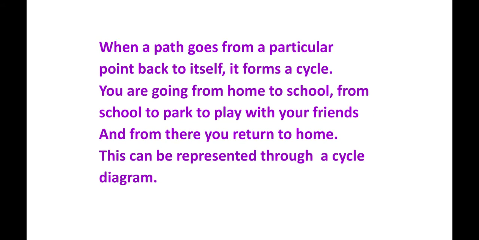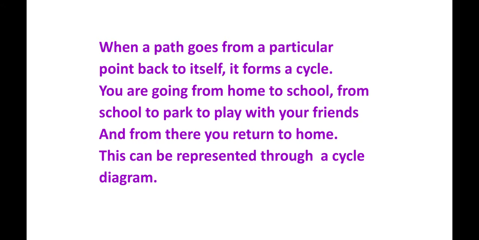When a path goes from a particular point back to itself, it forms a cycle. For example, you start from your home, go to school, and again reach your home. It is a cycle because you finally come back to the starting point. You go from home to school, from school to the park to play with your friends, and from there return to your home. So this can be represented through a cycle diagram, because home, school, park, again you are returning to your home.